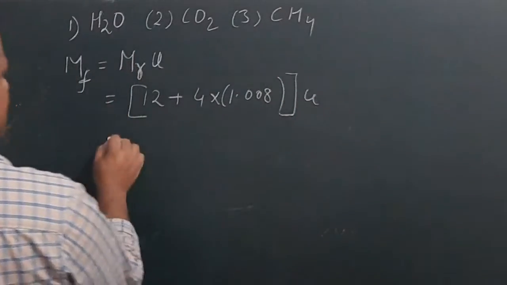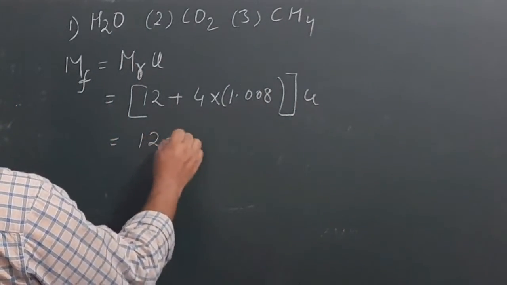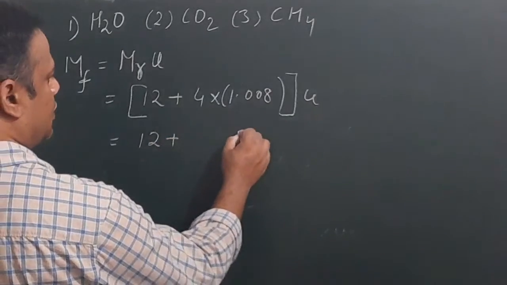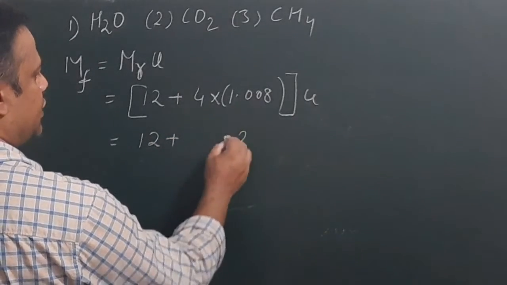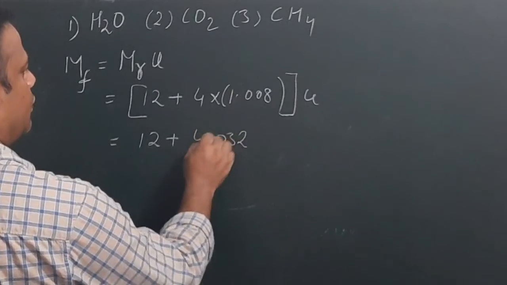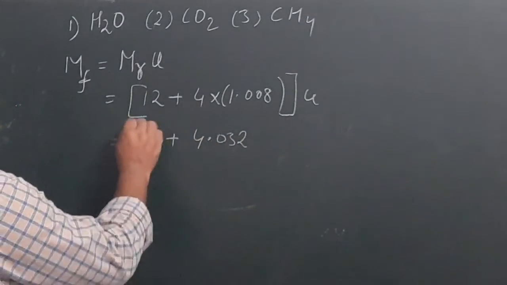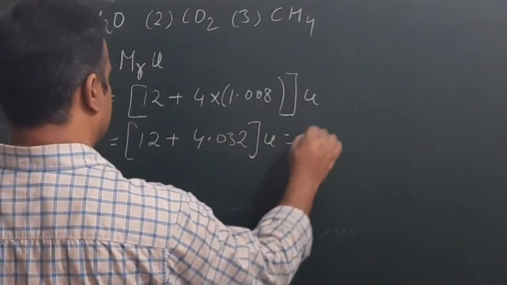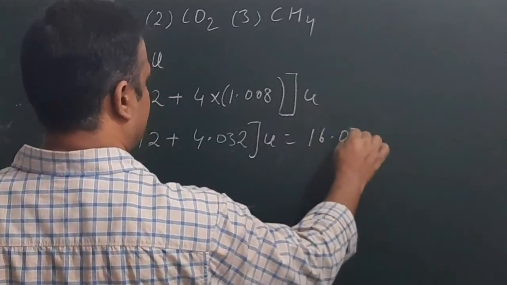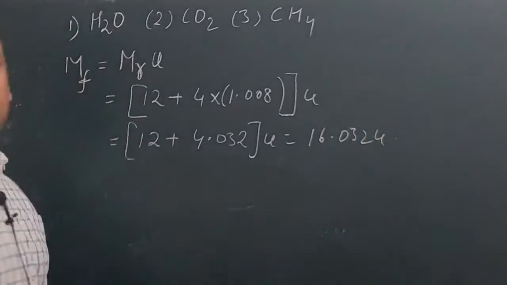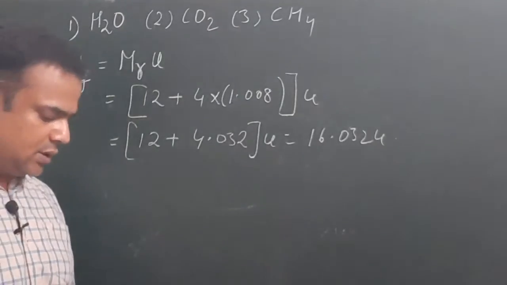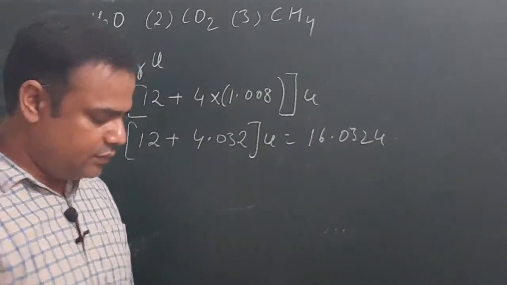So if we calculate, this will be equal to 12 plus 4 into 1.008, that is 4.032, into U. This will be equal to 16.032 U. So this is how we calculate the molecular mass of given compound.